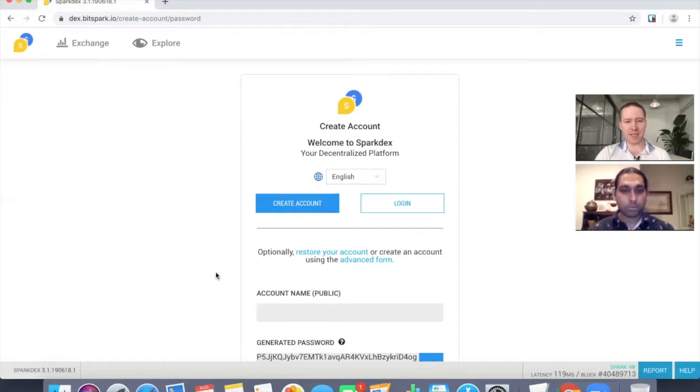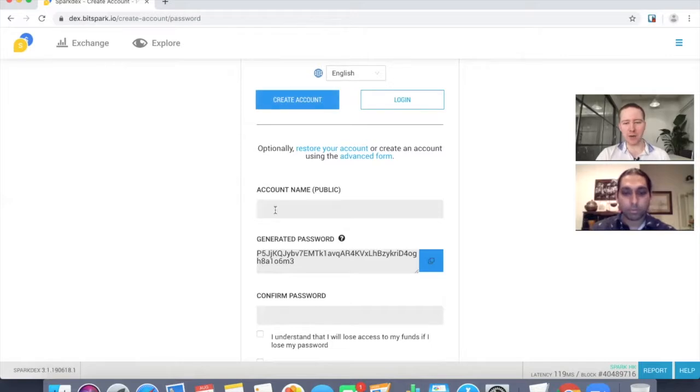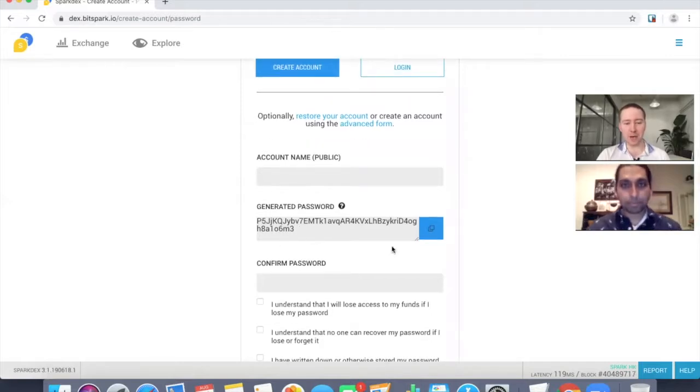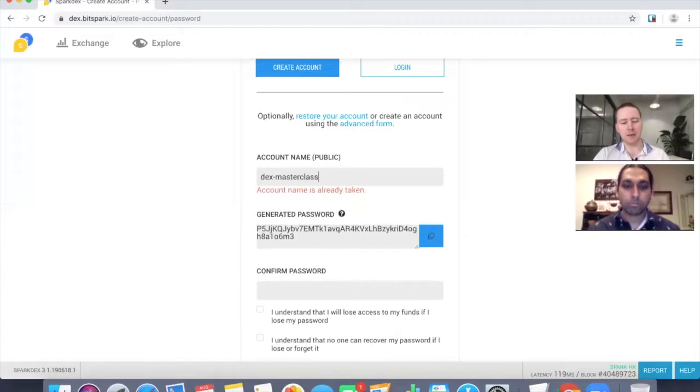Essentially, this is your first portal into Sparkdex, and what I've done here is I've just clicked on create an account, and you'll see here that I've got an account name and a pre-generated password as well. This account name is public, and on the Bitshares blockchain, this is where people send money to. Unlike Bitcoin where they're sending to an address, this is an account name. If I want to send you some money, I will send it to this name. So we will call this DEX Masterclass 1.